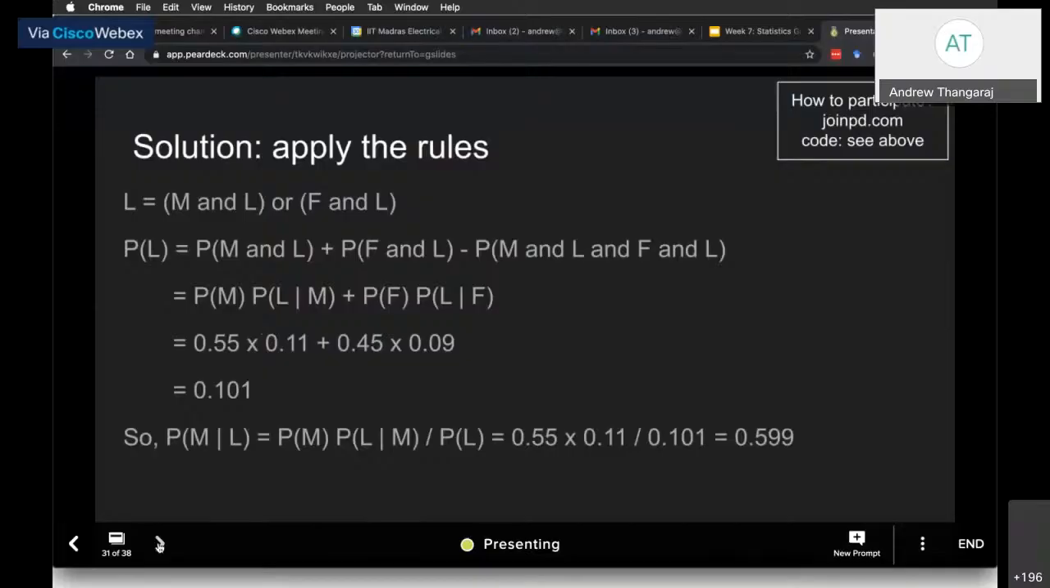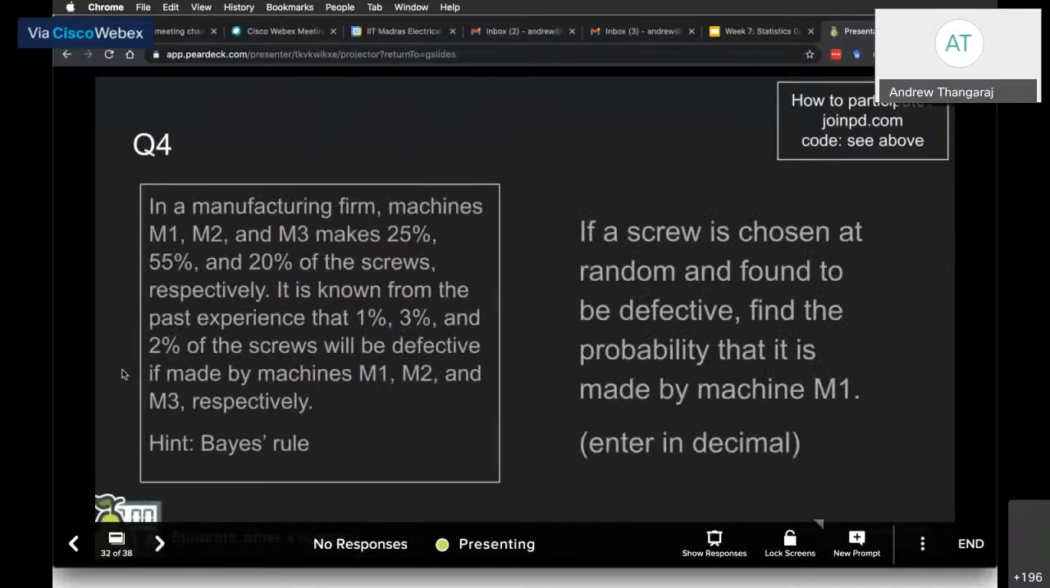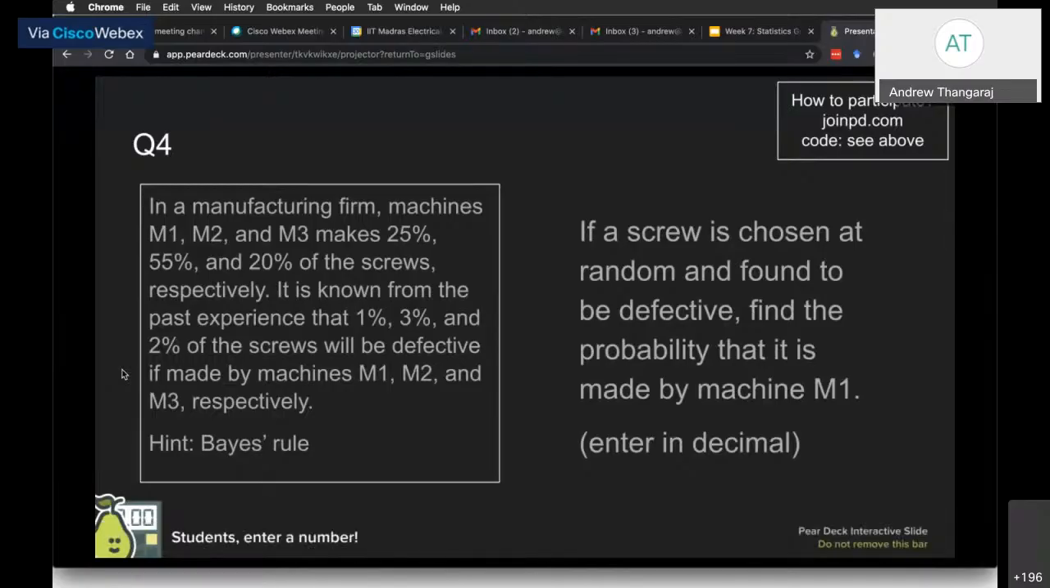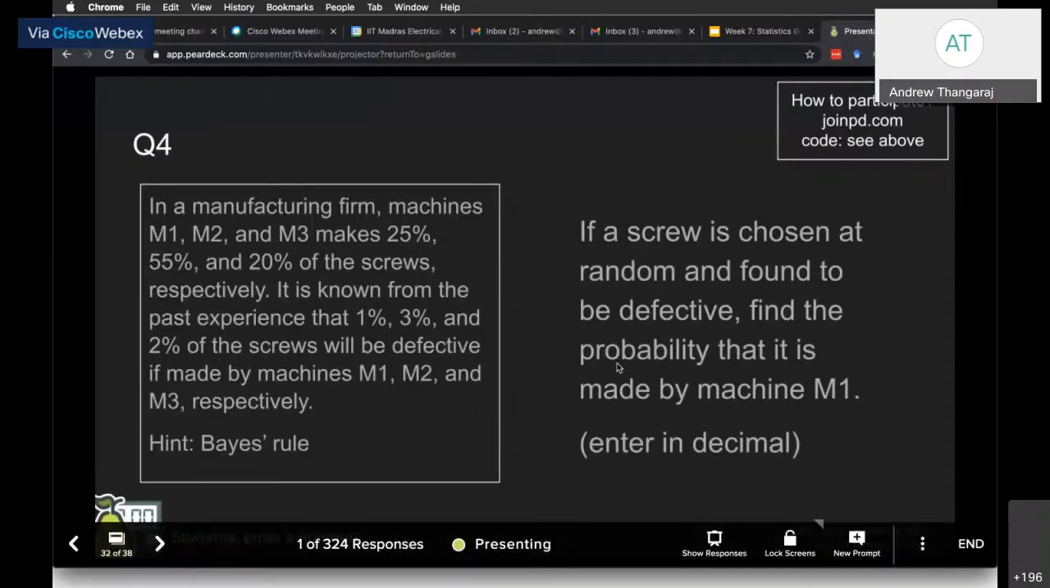Okay, so that was just a prelude. We're ready to do Q4. We did 2 preludes for Q4, and finally Q4 is there for you. We go back to machines and screws being defective, and the question asks you to find the conditional probability. Notice how I've skipped the word conditional. This is the same situation as before, right? 3 machines making screws and defective being some percentage. If a screw is chosen at random and found to be defective, given that a screw is defective, what is the conditional probability that it is made by machine 1?